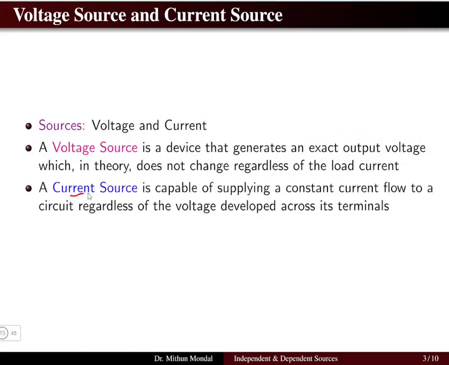Similarly, a current source is capable of supplying a constant current flow to a circuit regardless of the voltage developed across its terminals. So whatever the voltage might develop across the terminals, the current will remain constant using a current source. Now the source again can be ideal or practical. So the voltage and the current sources can be ideal sources or practical sources.